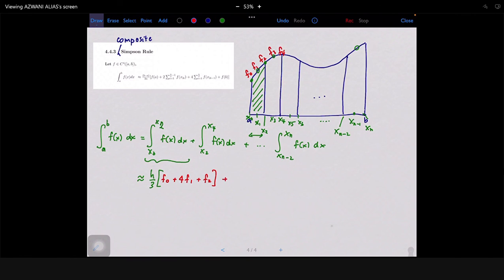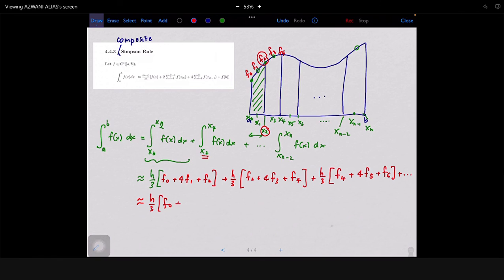Tambah H/3. Alright, pada point X2 ni adalah F2. F2 plus 4F3 plus F4, plus H/3. So let's say kita ambil F4 plus 4F5 plus F6 ... Simplify.